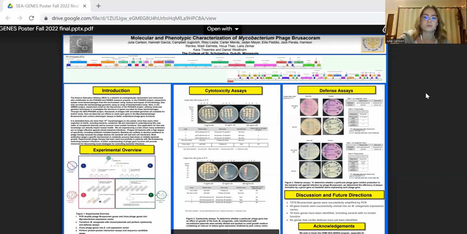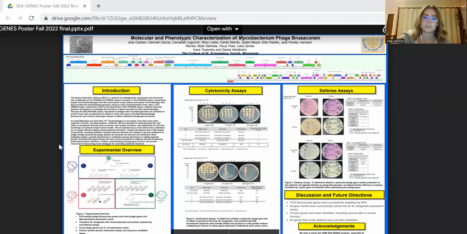Because phages are still relatively new to the scene and a better understanding of them as well as their gene functions are needed, that's where we as undergraduate researchers come into play. So now moving to the experimental overview, one phage of interest this semester for us was Brusacoram, of which an electron micrograph image can be seen at the top left corner here. And we looked at each of its genes to determine function, toxicity, and ability to confer defense.